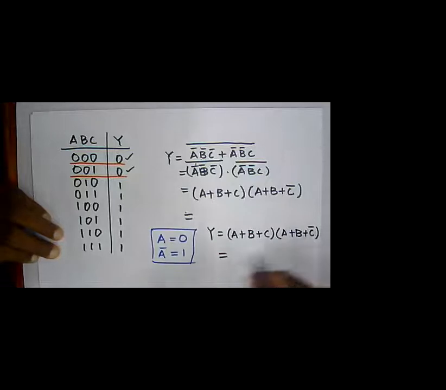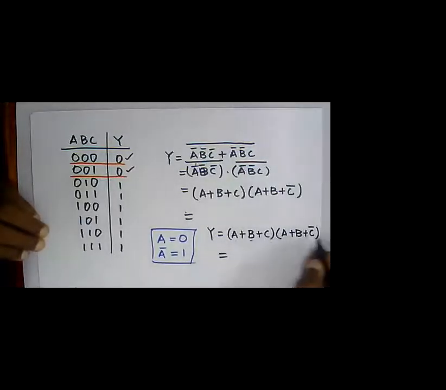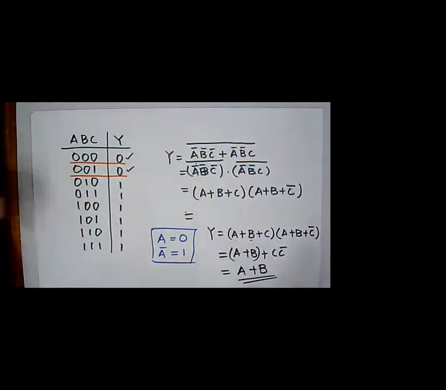Now you can apply the distributive law. As I said, consider A plus B as capital X, and then C times C bar. So you can write this as A plus B plus C into C bar. C into C bar is 0, so A plus B plus 0 becomes A plus B. Right, so this is the simple way of doing POS.